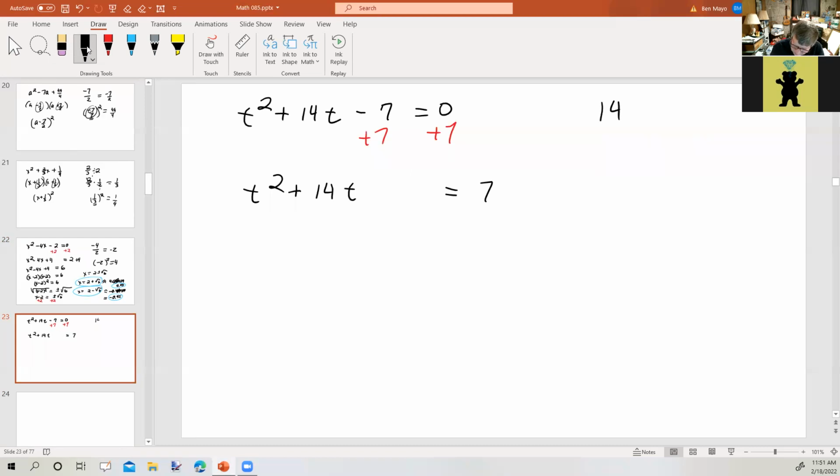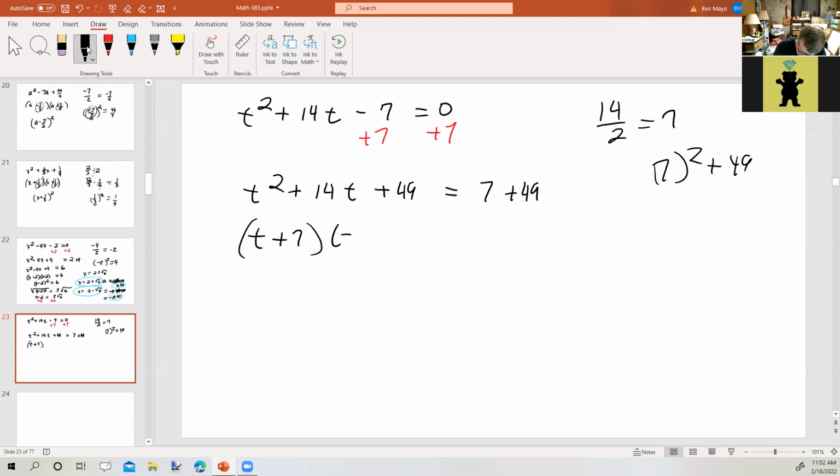So I'm going to take the coefficient of t, which is 14, divide it by 2, which is 7, square it, which is 49. I'm going to add 49 to both sides of the equation. On the left side of the equation, I now have a perfect square trinomial. On the right side, I have 56. So I've got t plus 7, the quantity squared, equals 56. So what have I done? I've created a perfect square trinomial on one side of the equation and a constant on the other side of the equation.